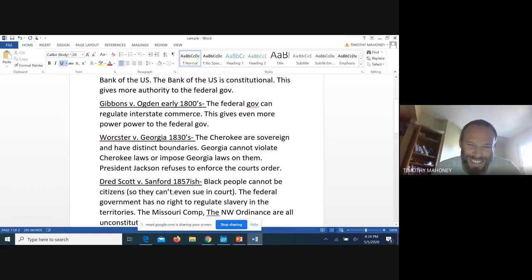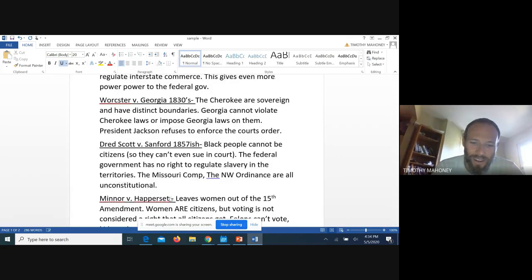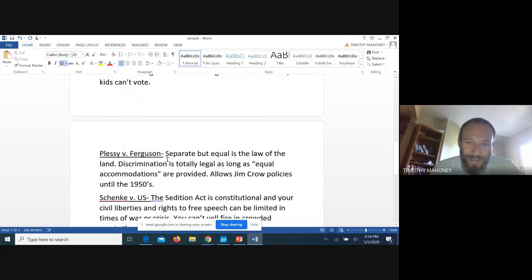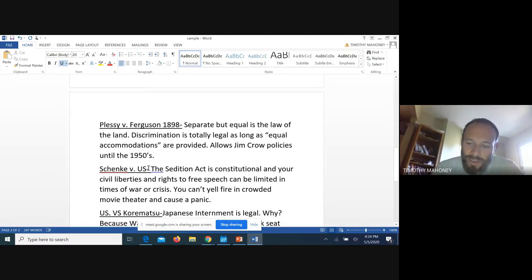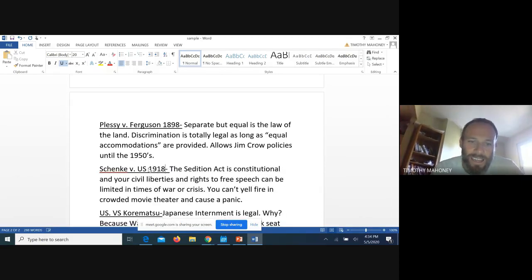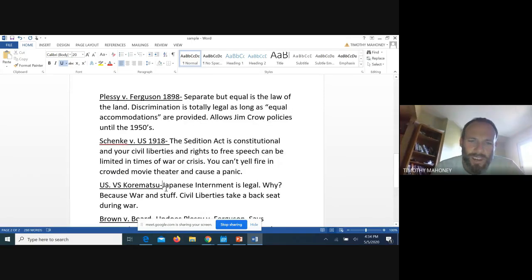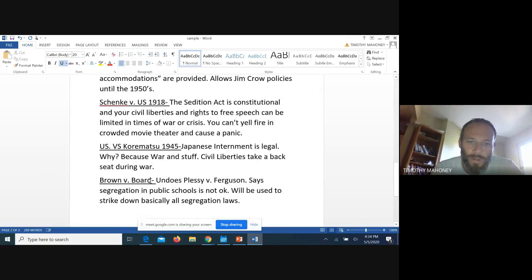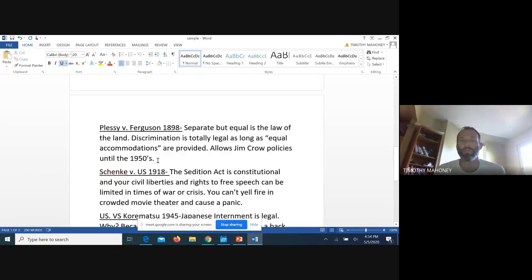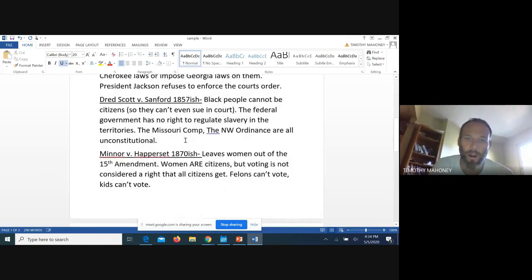1857-ish, Minor v. Happersett. Oh man, 1870-ish, during Reconstruction, Plessy v. Ferguson. I believe that one's 1898, maybe. Schenck v. U.S. is going to be 1918. Korematsu, oh man, is that 44, 45? I'm going to say 45. I can't remember. Brown v. Board's 54. None of those dates are that important, I'm just trying to put them in context for you so you can ballpark it.